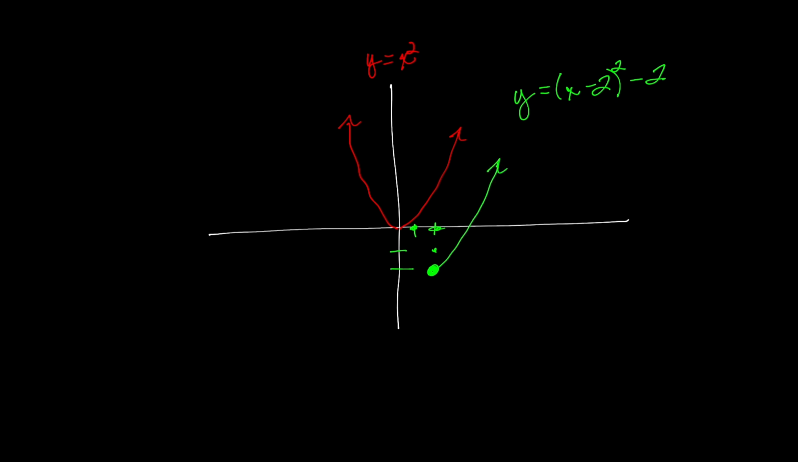So it's the exact same function. This is the y equals x squared function, but it's been moved 2 units to the right and 2 units down. So that's about as hard as these vertical and horizontal transformations can get.